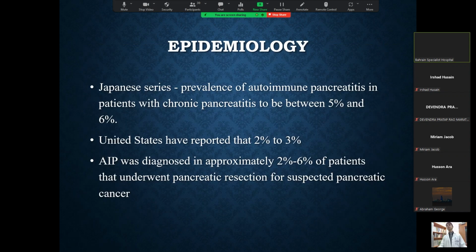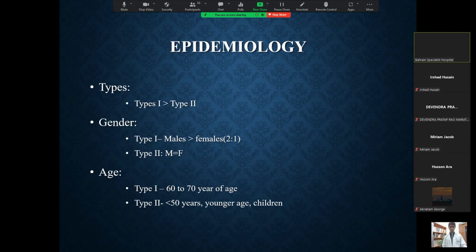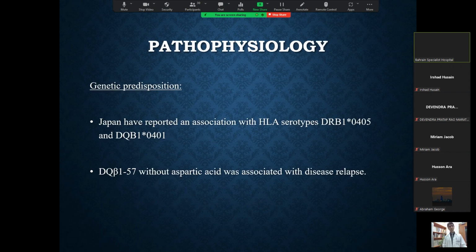But the epidemiology differs. In Japan, it's said to be about 5 to 6% of cases. In the US, it's said to be about 2 to 3%. But it was diagnosed in approximately 2 to 6% of the cases who underwent pancreatic resection for suspected pancreatic cancer. As I said in the beginning, it can present with a pancreatic mass also. Type 1 is more common in males. The age distribution for type 1 is more in the sixth decade, whereas type 2 presents in children or earlier than 50 years of age.